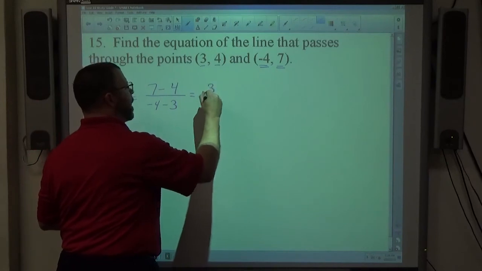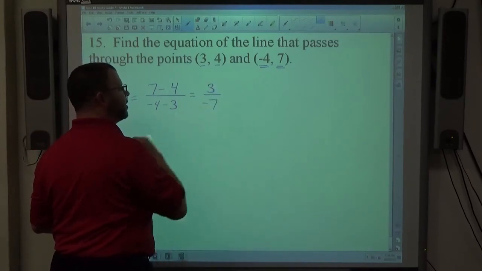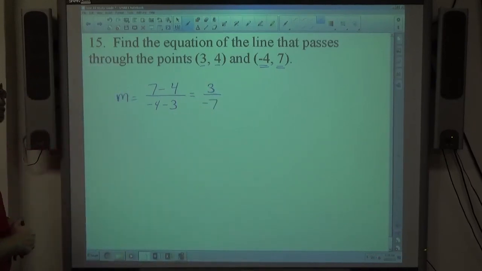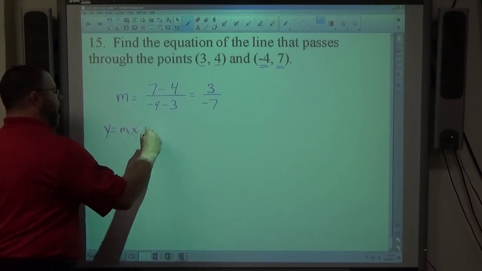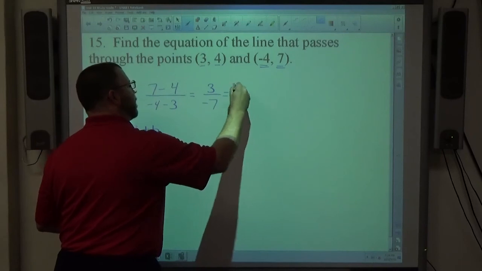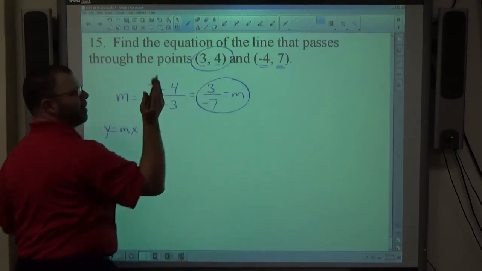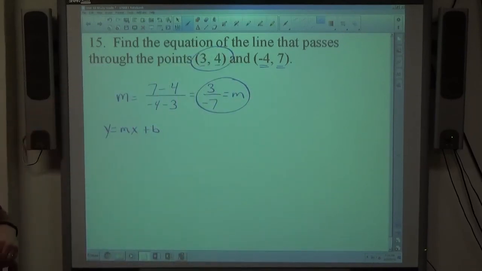7 minus 4 is positive 3. Negative 4 minus 3 is negative 7. So the slope is negative 3/7. And then y equals mx plus b. I'm going to use the slope, which we just found here, along with one of the 2 points. Doesn't matter which one. I like that 3, 4 better than negative 4, 7, since there's no negatives.